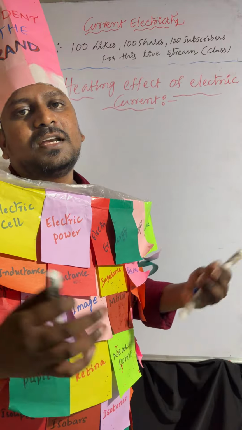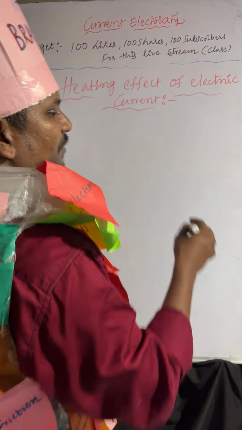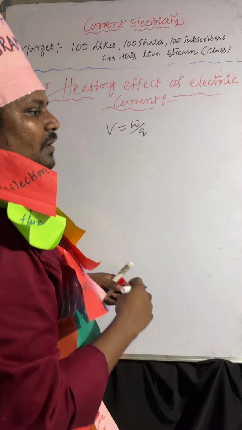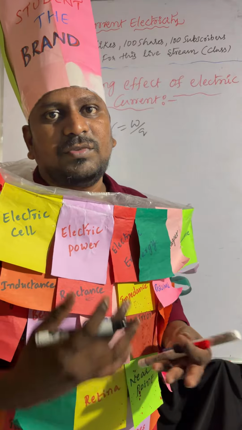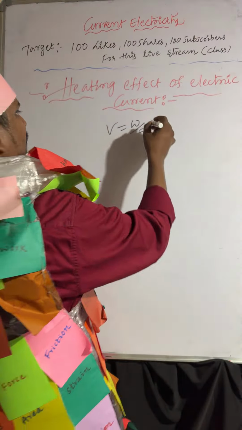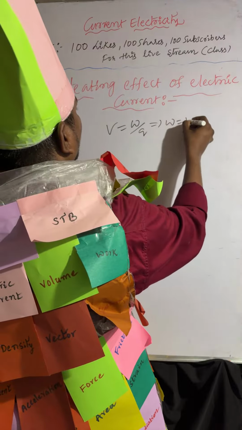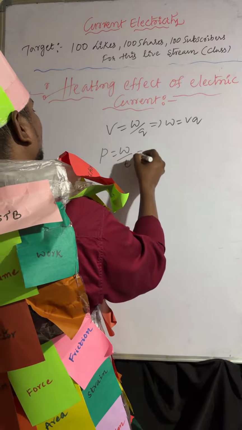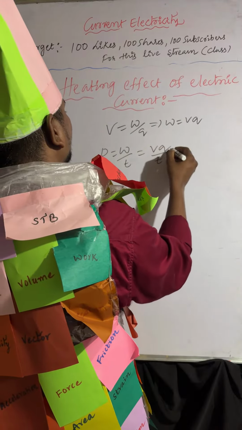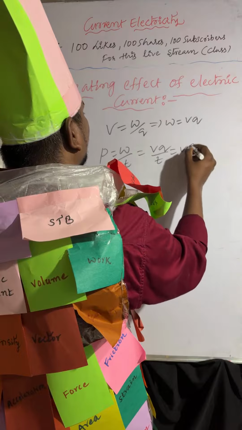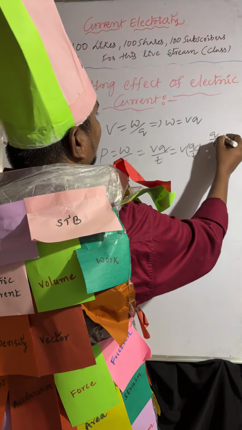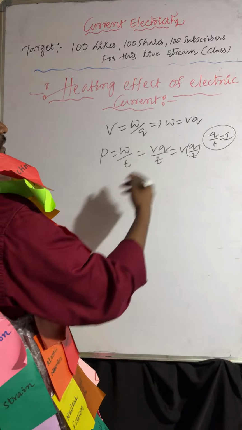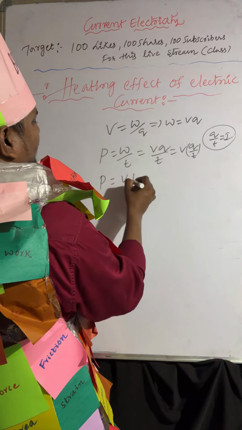So we know potential difference. What is the formula for potential difference? V equal to W by Q. So W equal to V into Q. So P equal to W by T, that is VQ by T. Q by T is current, right? Yes or no? Then P equal to VI.